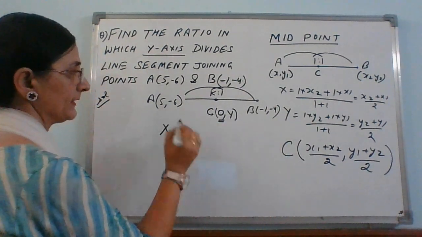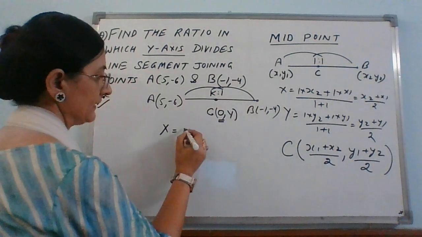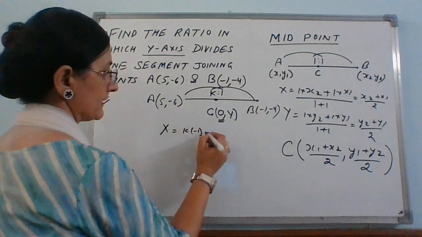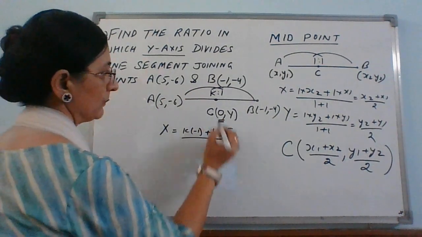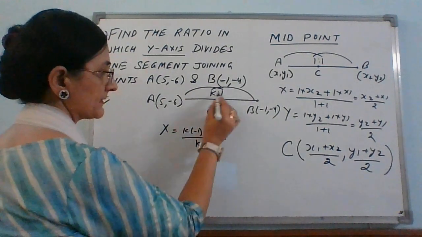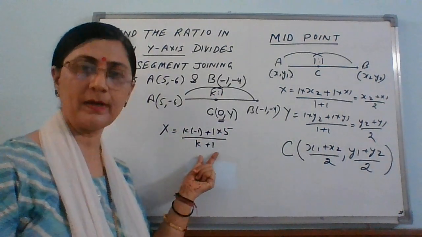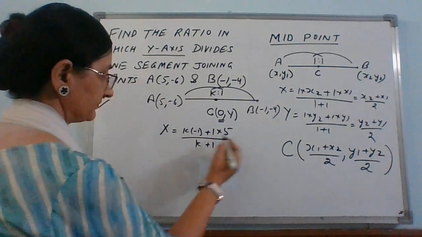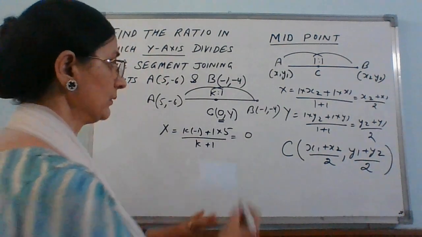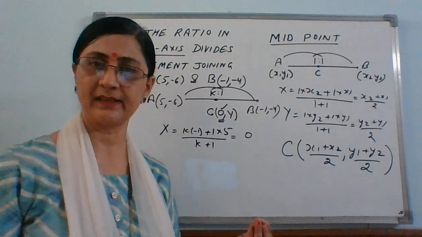जो इसका x coordinate होगा, that will be k into -1 plus 1 into this side is 5, upon k plus 1. This is the ratio k and 1. So we need to add, denominator में हम add करते हैं. So this is equal to 0. Why 0? Because यहाँ पे x coordinate तो 0 है, right?